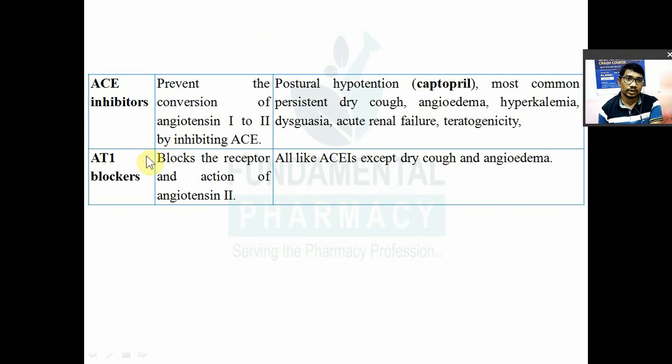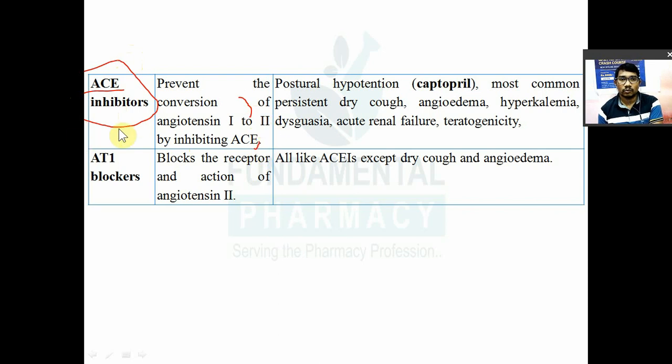ACE मतलब angiotensin converting enzyme inhibitors. Okay. So you know that this enzyme plays a very important role in the kidney. So it converts angiotensin 1 into angiotensin 2, right? Angiotensin 2 is a potent vasoconstrictor as well as it also stimulates the aldosterone. So inhibit that. Okay. So ACE inhibitors, what will they do? They will prevent the conversion of angiotensin 1 to 2 by inhibiting the ACE.